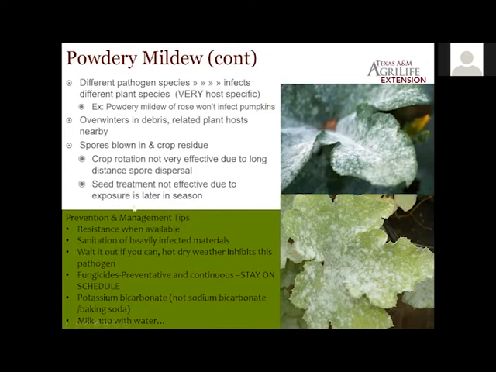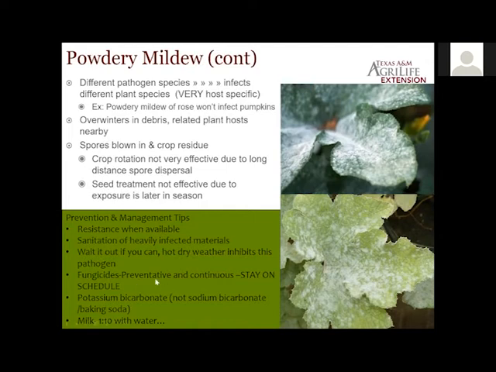So again, resistance when available, sanitation of heavily infected materials, wait it out if you can, because hot, dry weather is really just an unhappy time for this pathogen. So it's going to really be inhibited. You can use fungicide. If you do, stay on schedule. That's super important. And you need to start early and be continuous with it.